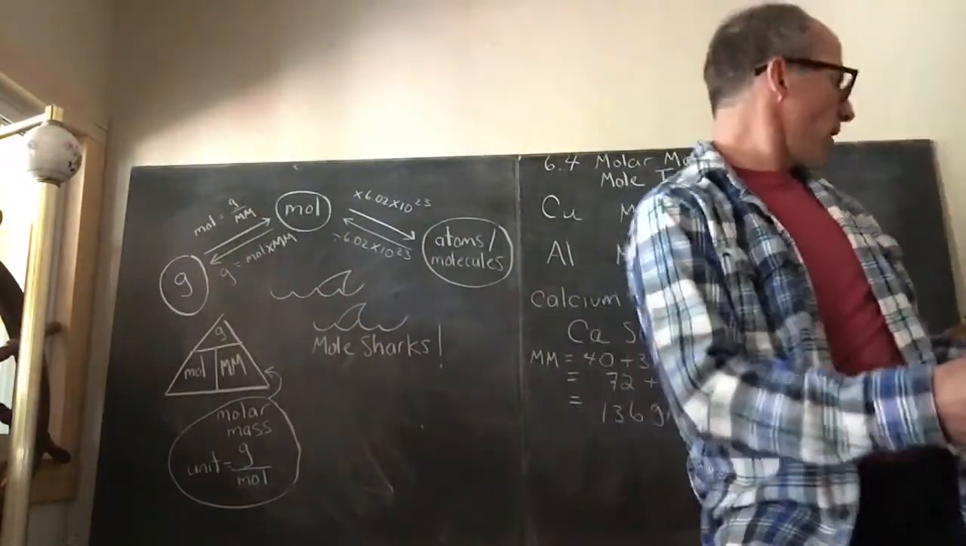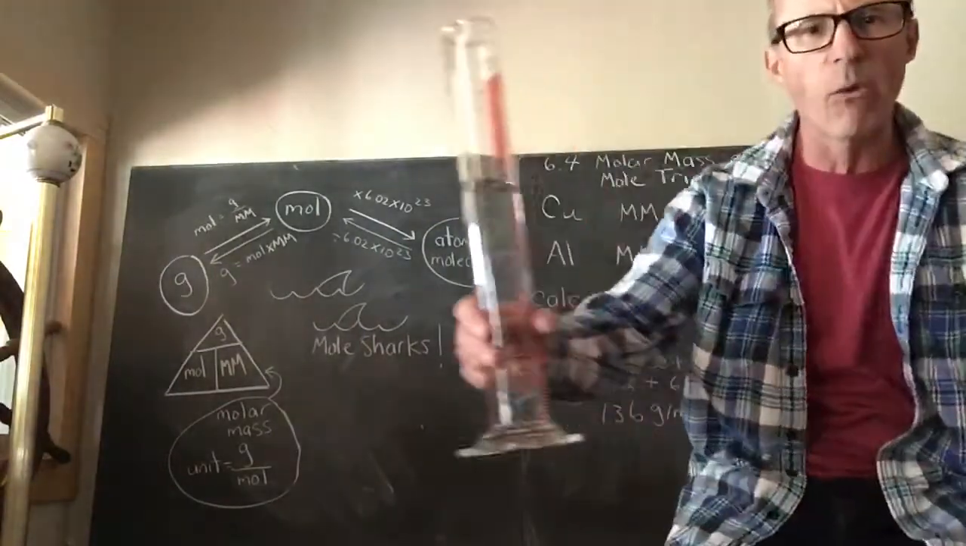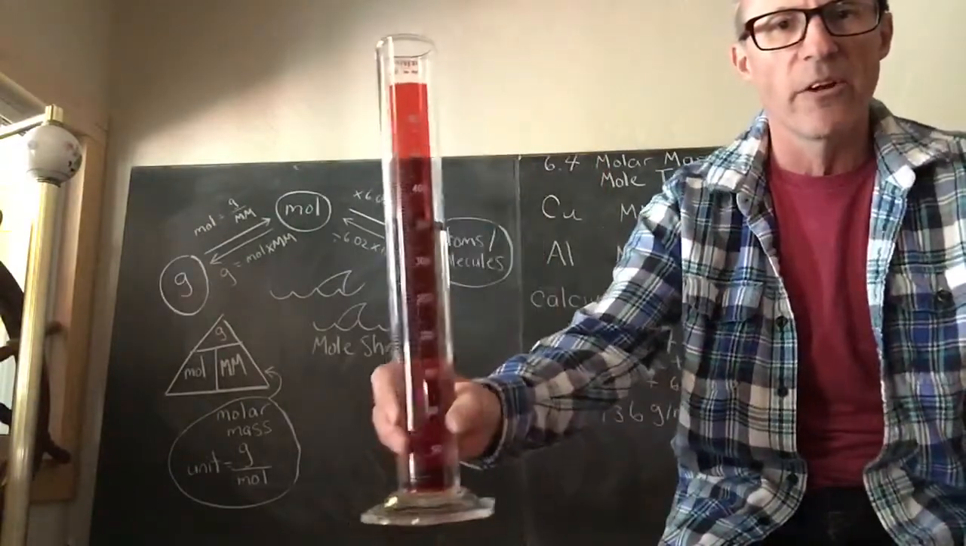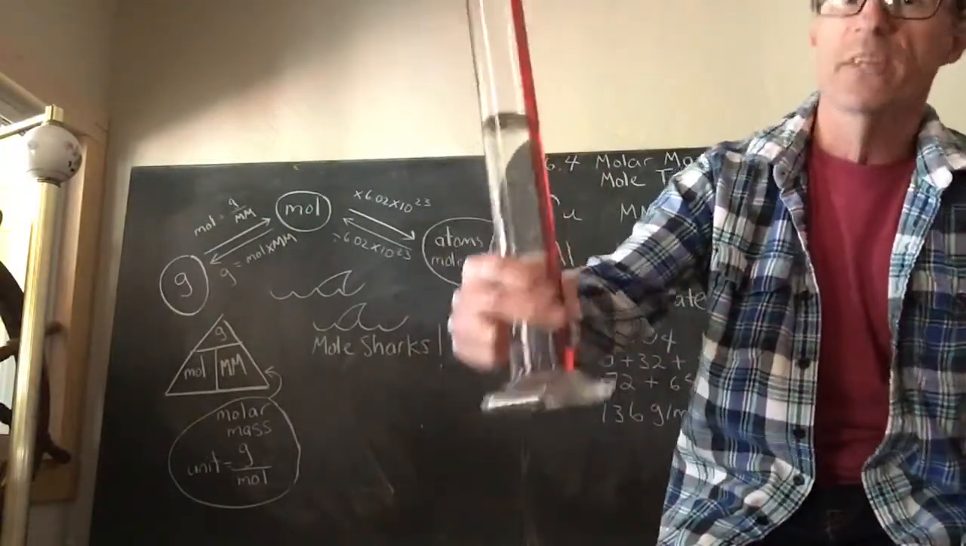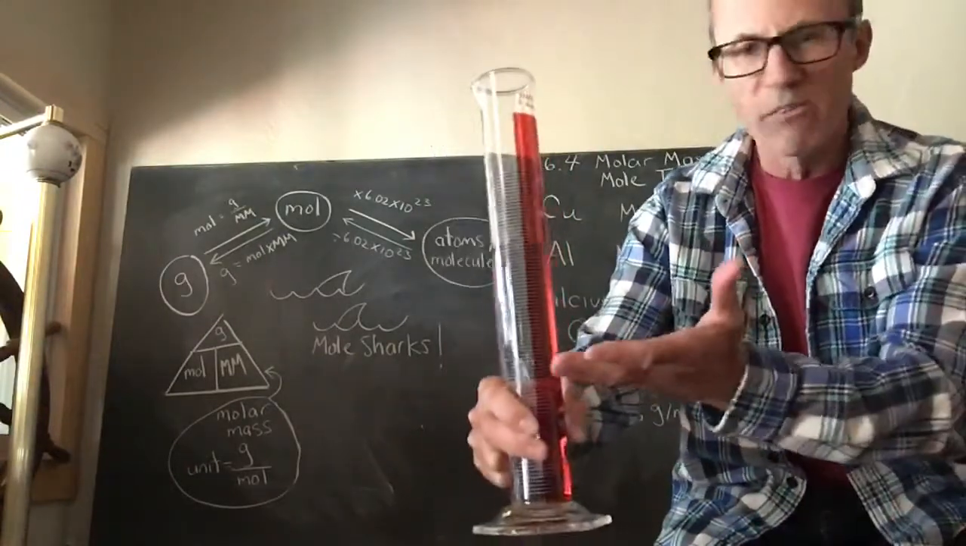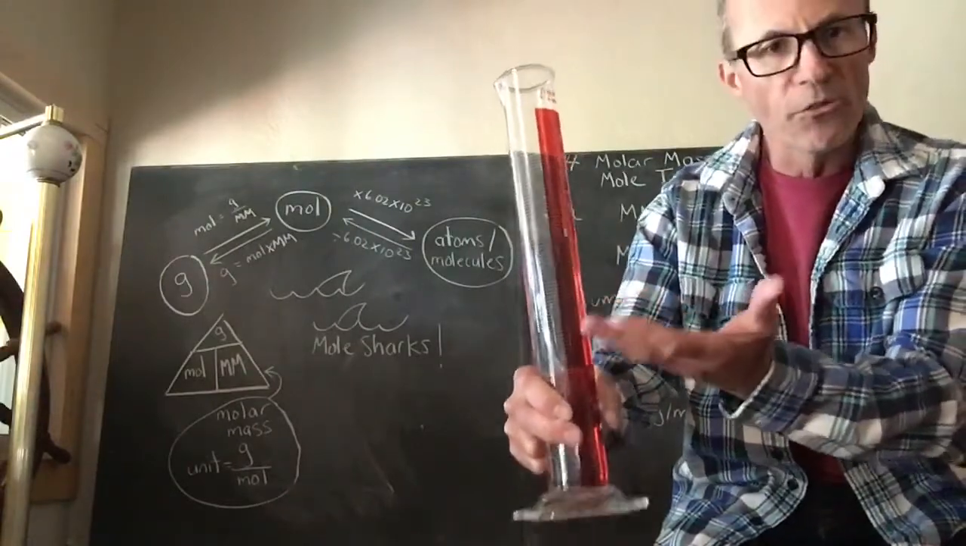The last compound that I want to talk about is probably one of the most important, and that's water. So I've got water here in my graduated cylinder. Looks like about 360 milliliters of water. For now, it doesn't really matter. We're going to figure out in the next video how many moles are in this.